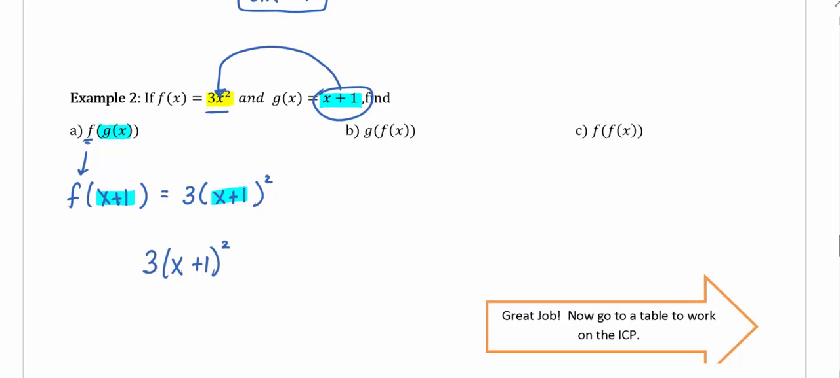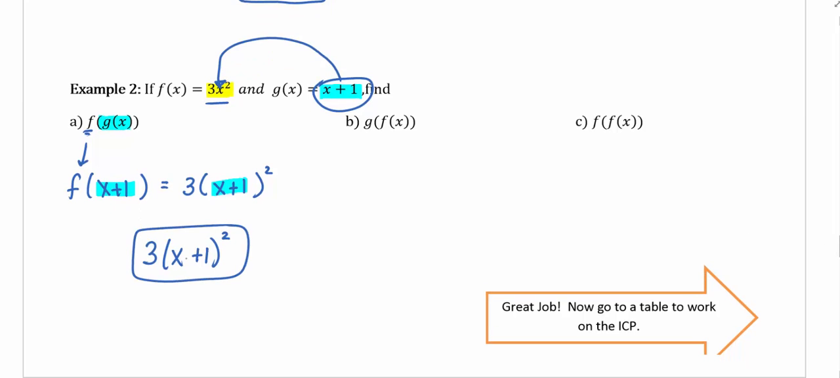You just have to be very careful with your math here. That plus sign and that exponent mean there's nothing I can do. I can't distribute. I can't do anything. And that's my final answer.